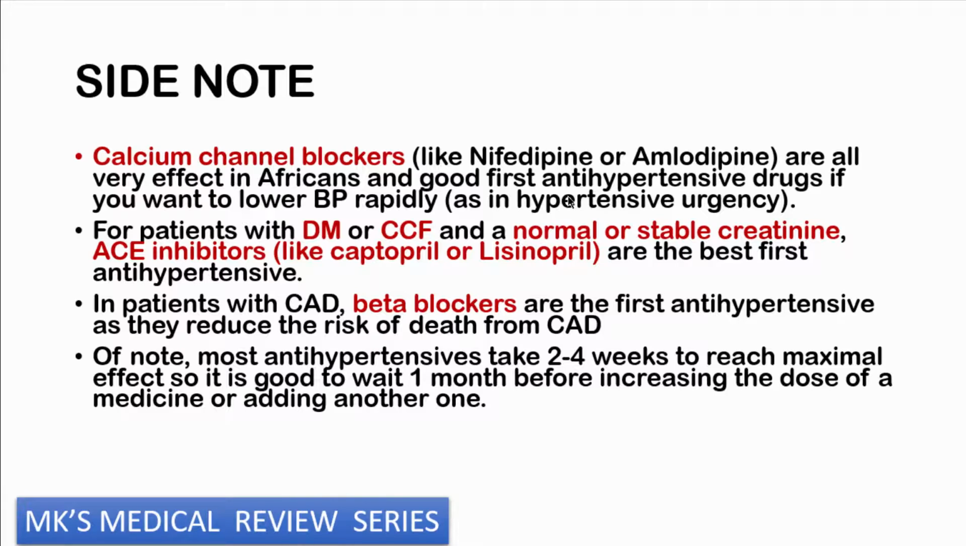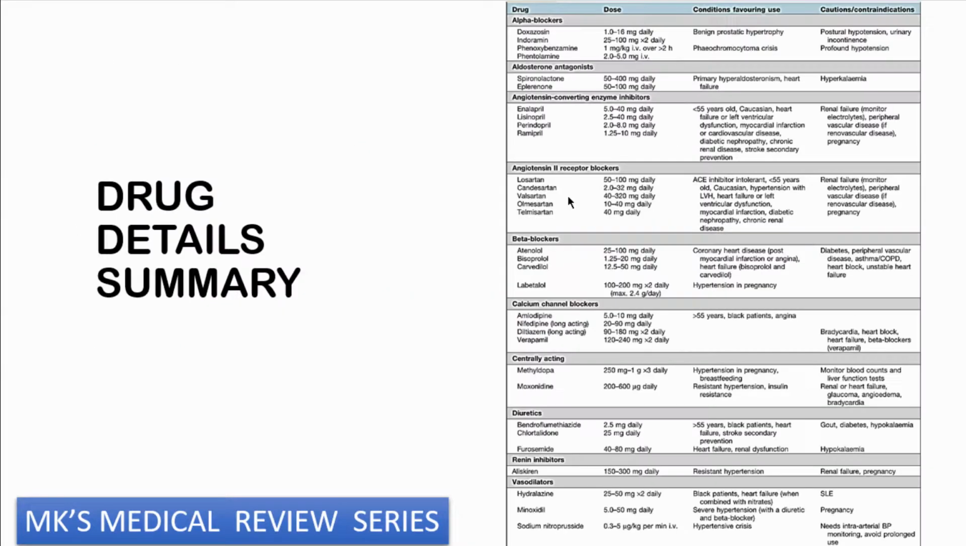For patients with diabetes and congestive heart failure, and those that are normal or have a stable creatinine level, ACE inhibitors are the best first line. For patients with coronary artery disease, beta blockers are very good to start with. Most antihypertensive drugs take about 2 to 4 weeks to reach their maximum effect, so you should wait at least a month to actually increase the dose of the drug or before adding another drug.